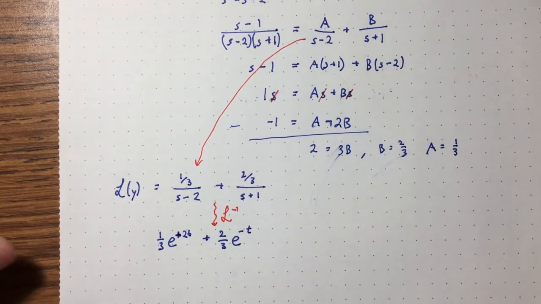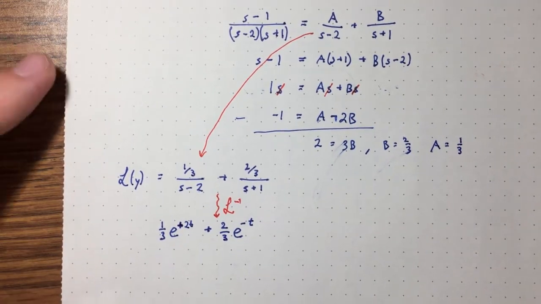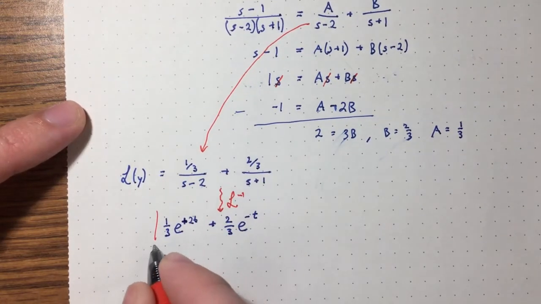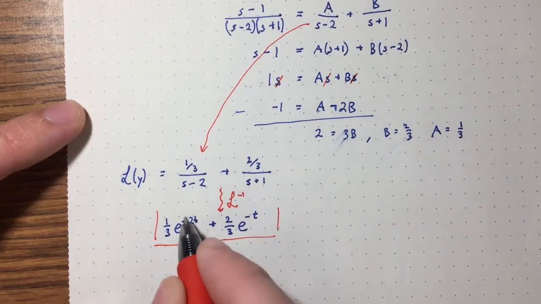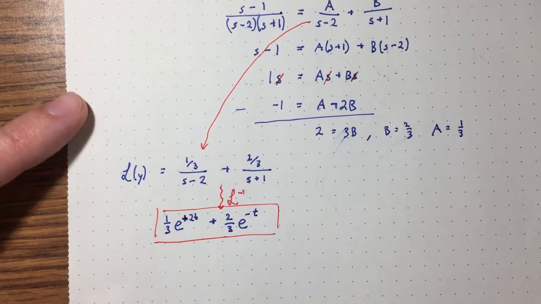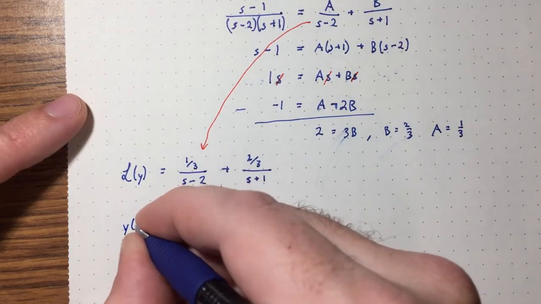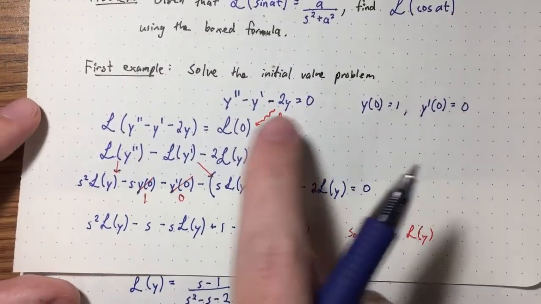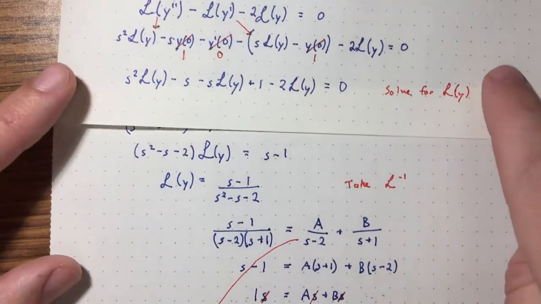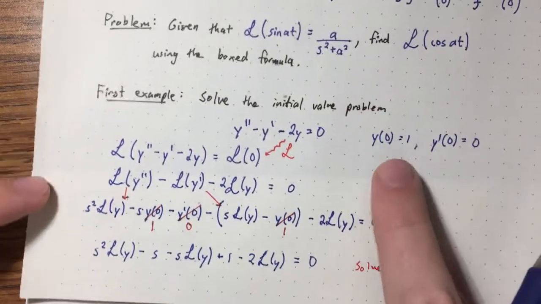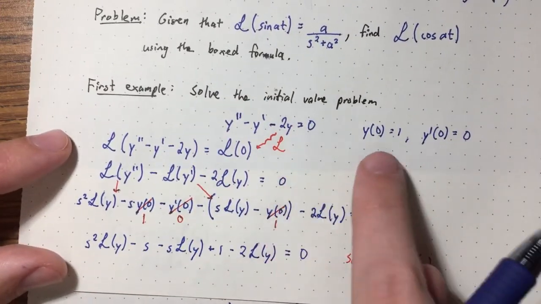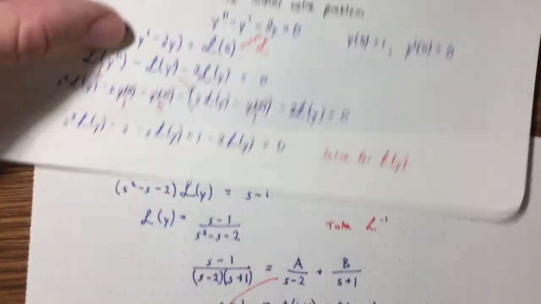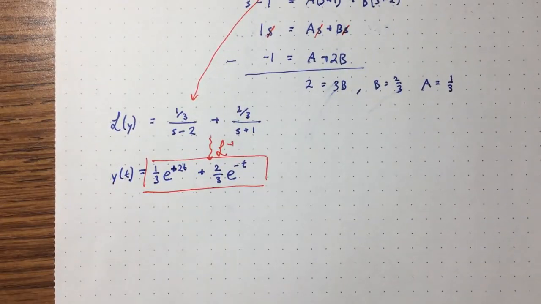And what do we have? We actually have a solution to the initial value problem right here. That's our solution to the initial value problem. So this is y of t. So notice that we sort of got the entire solution all in one go. We didn't have one step where we find a general solution, then another step where we solve the initial value problem. We just got the solution to the initial value problem.